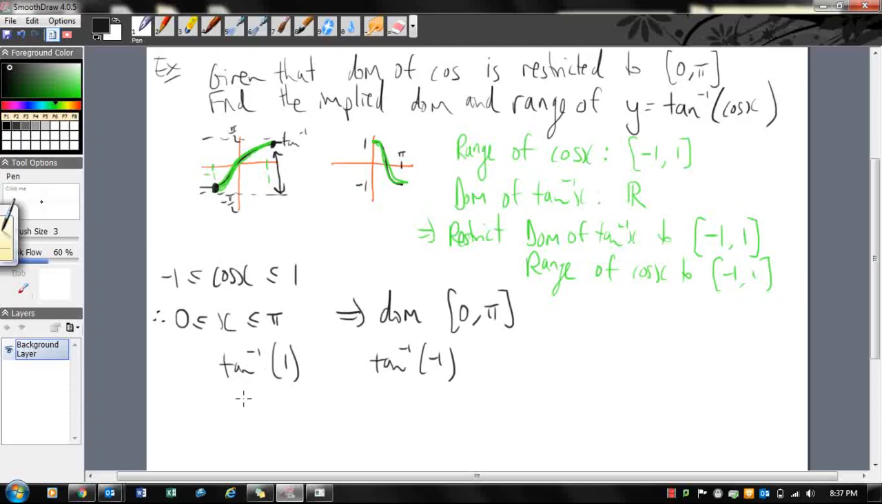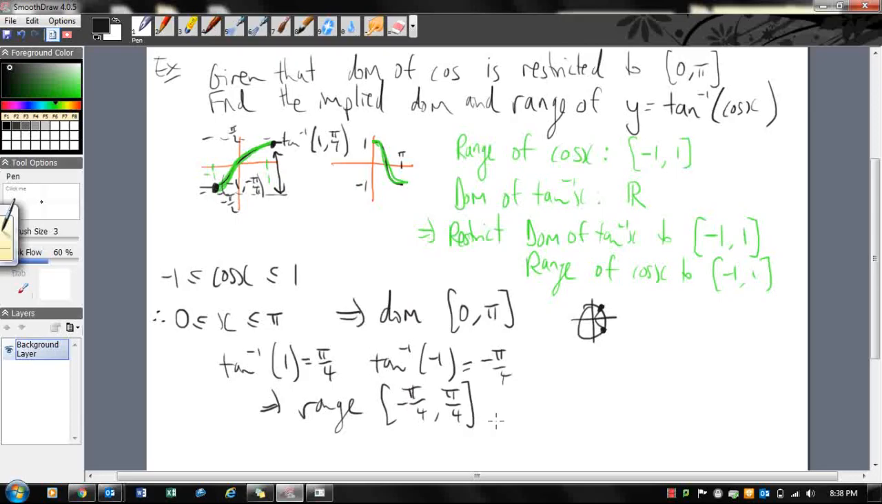So tan negative 1 of 1 will be equal to pi on 4. If we draw our circle, tan is equal to 1 here. And tan negative 1 of negative 1 will be down here, and that'll be equal to negative pi on 4. So if I just draw the coordinates on here, that would be the point negative 1, negative pi on 4, and the coordinates up here would be 1, pi on 4. So what's my range? The range of the whole function will be between negative pi on 4 and pi on 4. Okay, and so that's it.